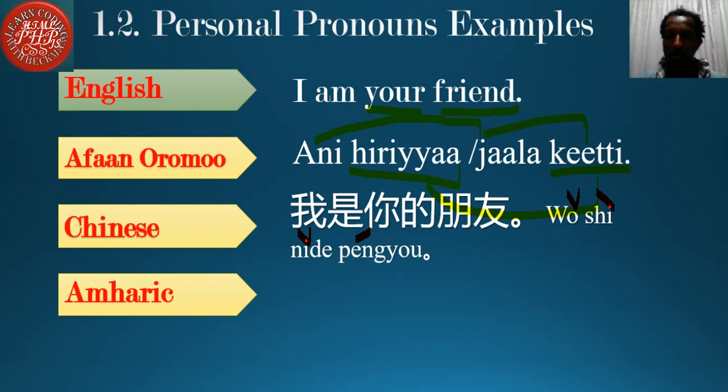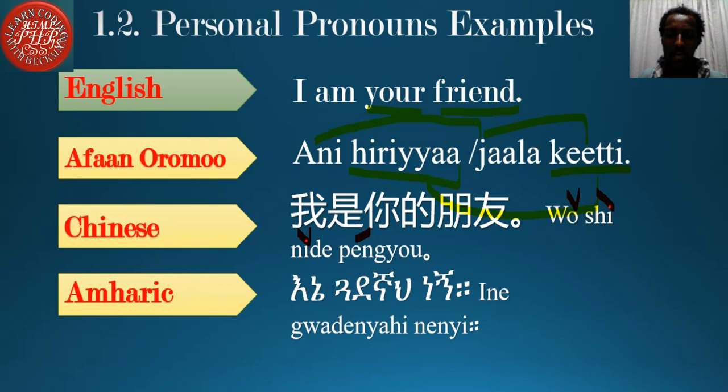我是你的朋友 means I am your friend. Ani jala keti, or ani hriya keti. 我是你的朋友, like this. 我是你的朋友 means in English I am your friend. Okay, you got it. In case of Amharic, we used to say ine guadanyahening. Ine guadanyahening means in English, I am your friend. Okay, you got it this one also.